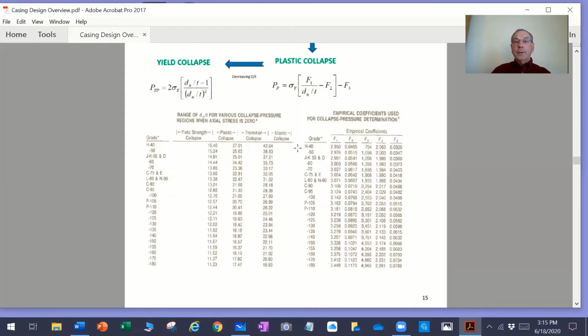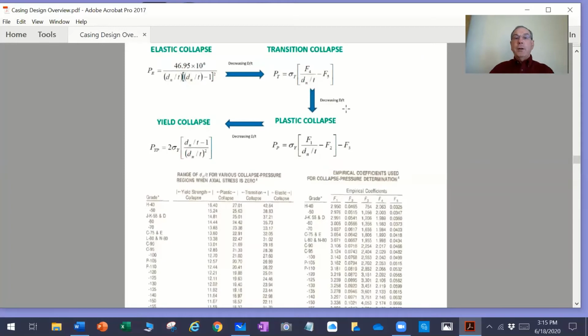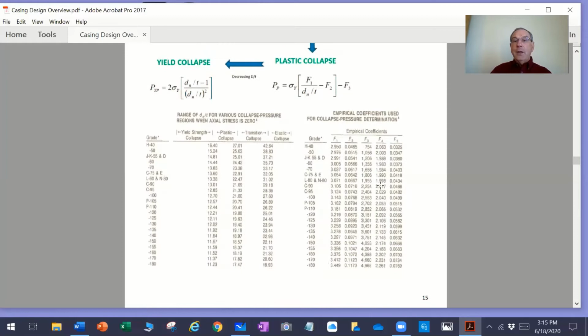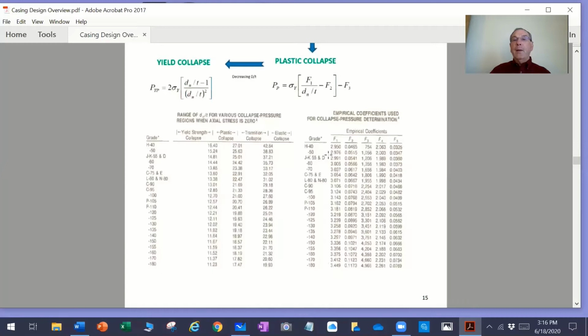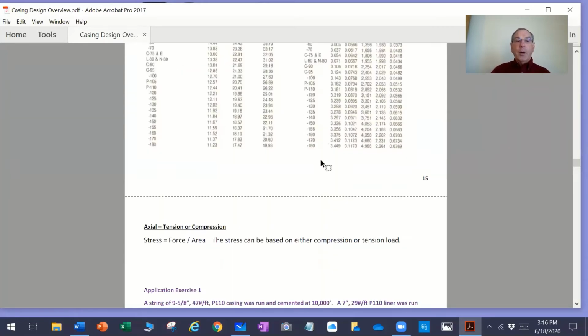Now you'll notice that in these transition and collapse equations, you have some, I call them factors, that make the equations work out, F1 through F5, and you have to get these factors, empirical coefficients, from this table. So you'll get these coefficients from this table, and then you can calculate the collapse value based on the D over T ratio, the stress of the pipe, and the factors that the equation requires for you to calculate the value. So it's actually very straightforward. It's not very hard at all.